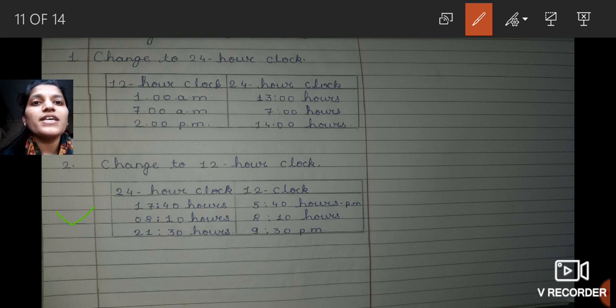Now we are going to see the second question, that is change to 12-hour clock system. That means we are going to convert now 24 to 12. We have seen 12 to 24. Now we are going to see 24 to 12. So students, here also the first question we can see is 17.40 hours. Now here we are going to minus 12.